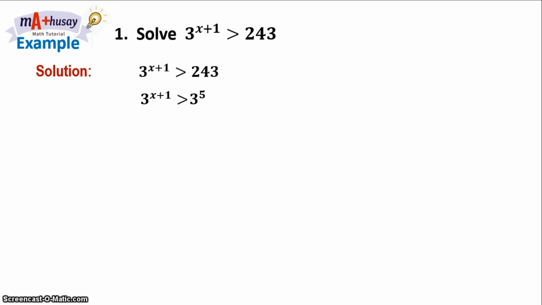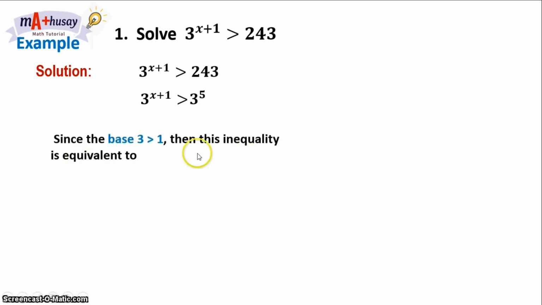Ngayong pareho na yung base ng ating expression sa inequality, babalik na tayo sa rule ng exponential inequality. Tandaan, dahil ang base natin is 3 and it's greater than 1, then yung ating inequality is equivalent to x plus 1 greater than 5. Ibig sabihin, dahil pareho na yung base, kukunin na natin yung exponent, i-retain natin yung inequality symbol. So, to solve for x, we have to add negative 1 to both sides of the inequality. So, the value of x will be x greater than 4.